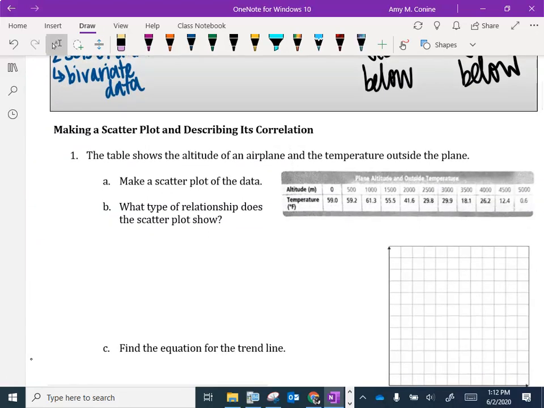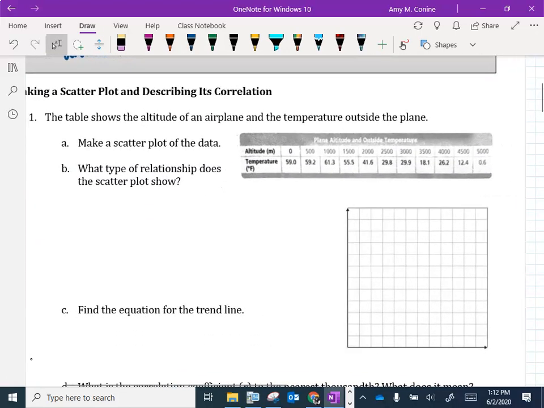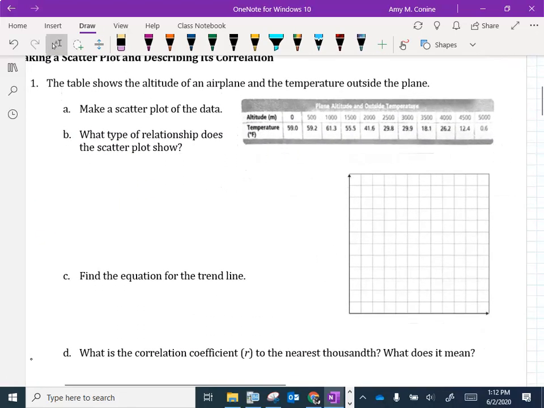All right, so we've got number 1. The table shows the altitude of an airplane and the temperature outside the plane. We have this table and it wants us to make a scatter plot of the data. So we need to take a look at our table. Normally this would be X, the altitude, and then the Y would be our temperature.